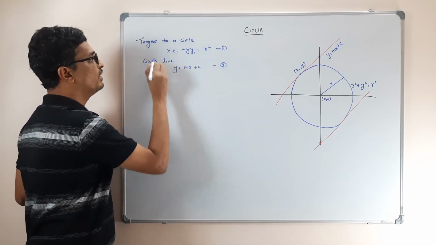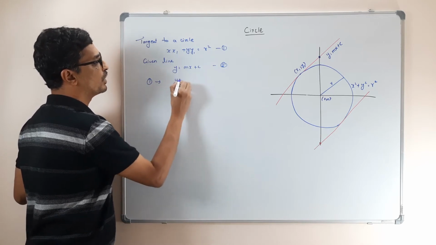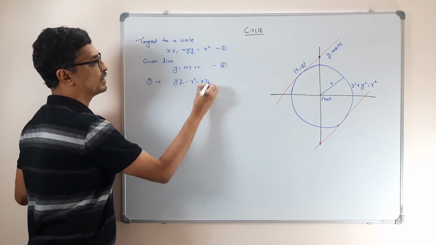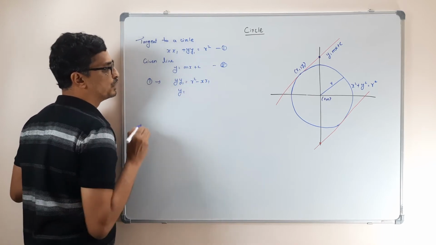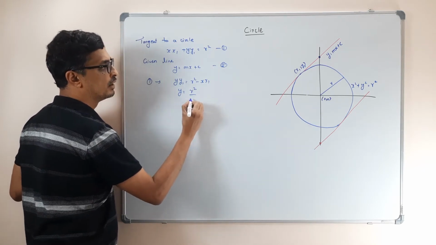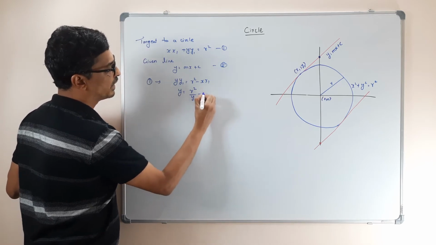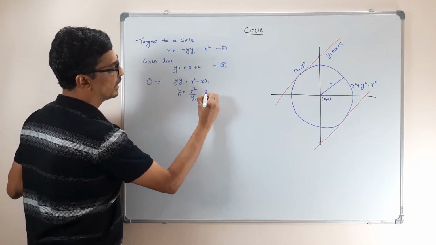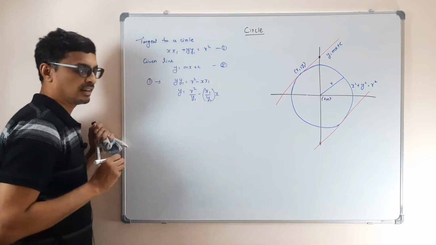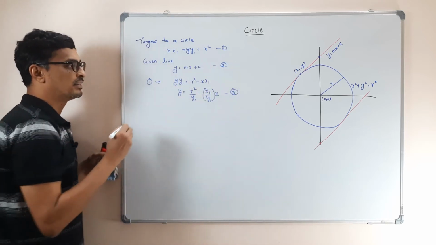How can we write 1? y y1 equal to r square minus x x1, or y equal to, tell me, r square by y1 minus x1 by y1 times x. Correct? So now let me call this 3. Compare 2 and 3. They both are the same.